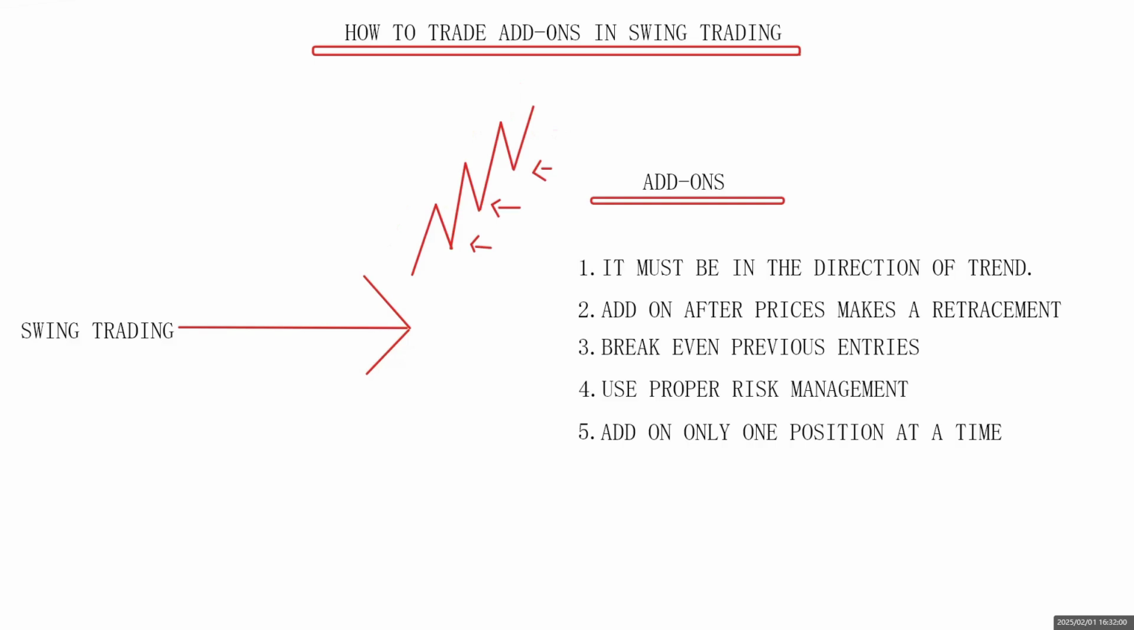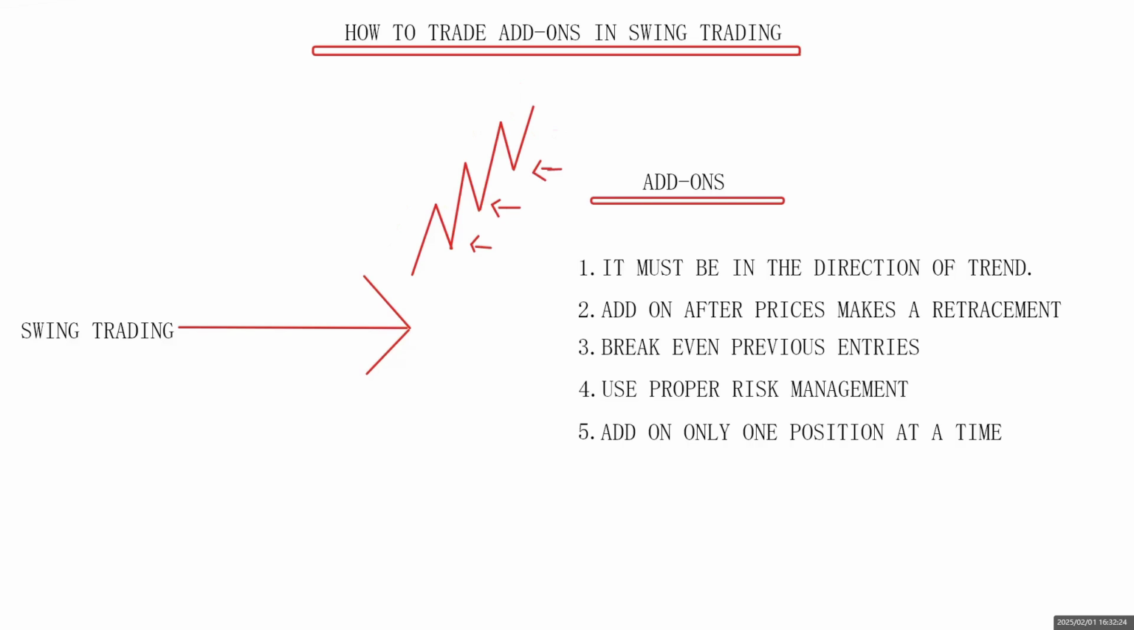Then when you enter a new position, the risk on the first entry has been transferred to the second entry, then the risk on the second entry has been transferred to the third entry. So this third entry is the only one that has an active risk. The first entry and the second entry are risk-free. That is very important when it comes to add-ons.